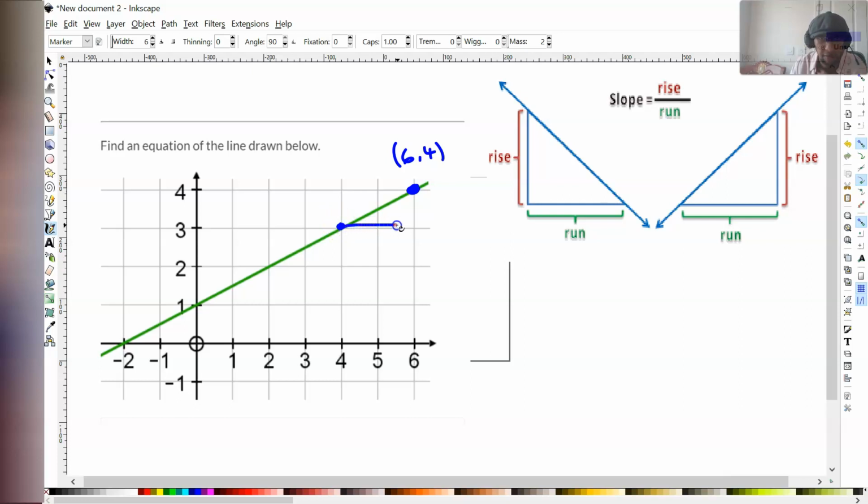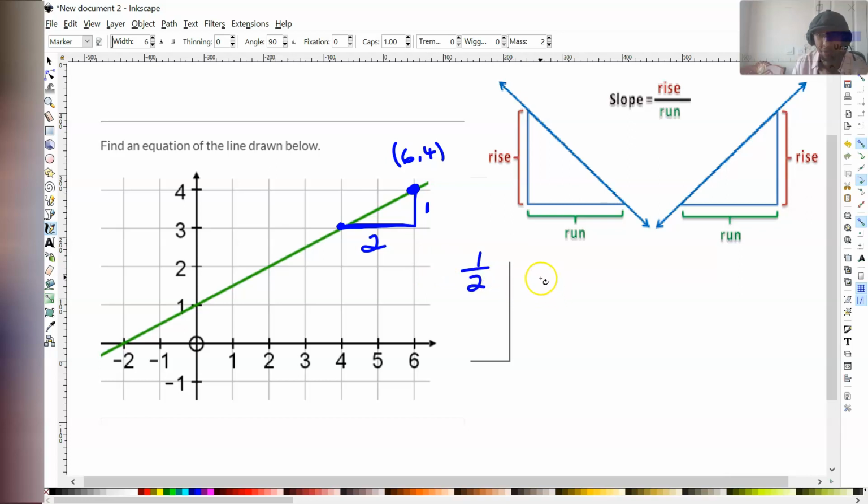And if I just draw a quick triangle there, we have the rise here being 1, and the run here is 2. So if I plug that in, rise over run, that would be 1 over 2, which is a half.